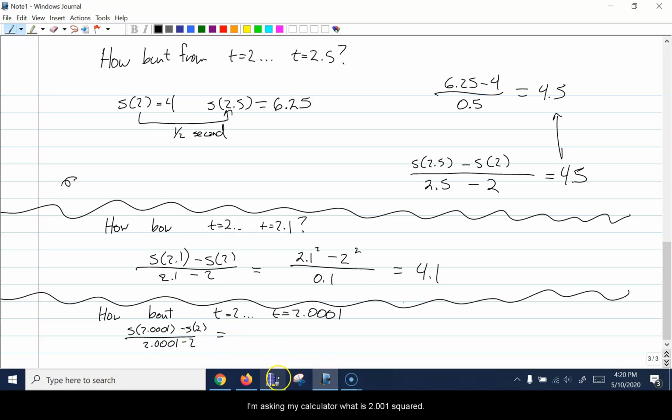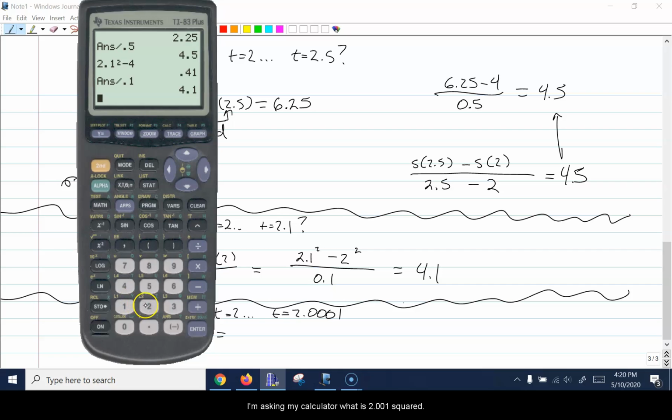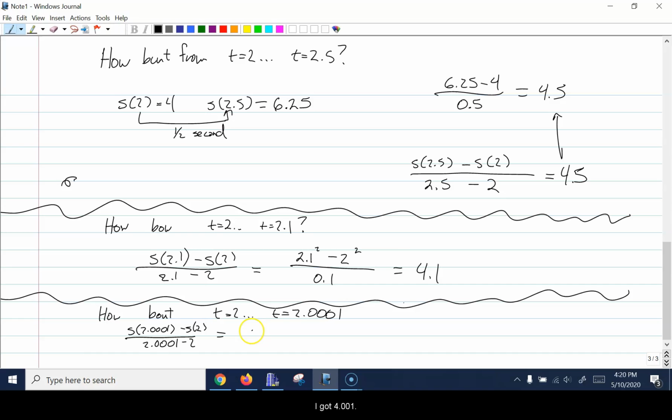I'm asking my calculator, what is 2.0001 squared minus 2 squared, which is 4? Divide that by 0.0001. I get 4.0001.